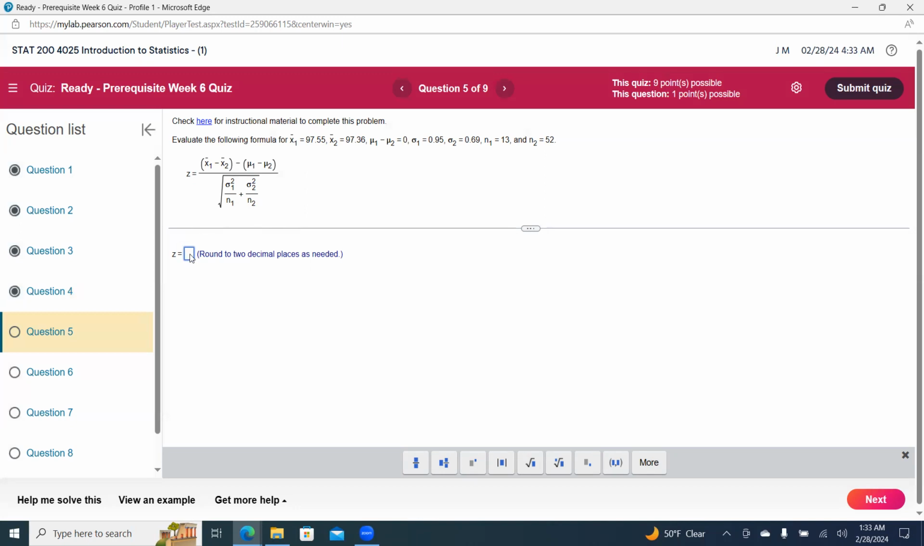This is going to be for a difference between two means independent samples z, because we have sigma as opposed to s. So sigma 1.95, sigma 2.69, 97.5, and 1, 13, 97.36.